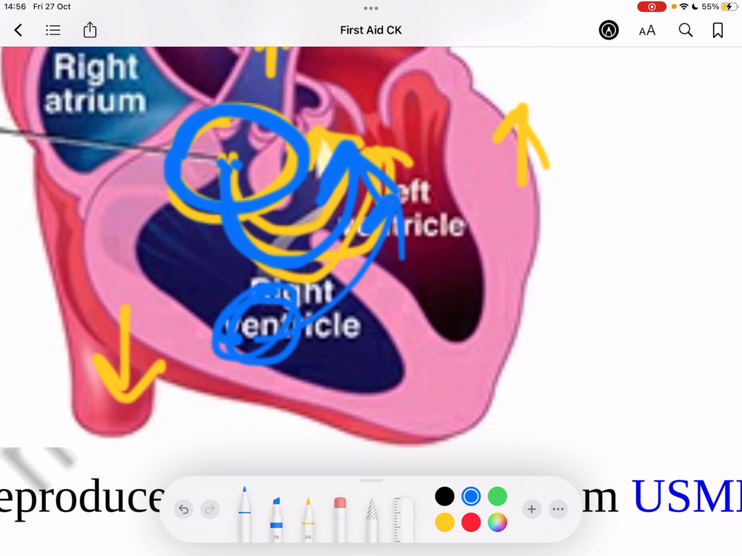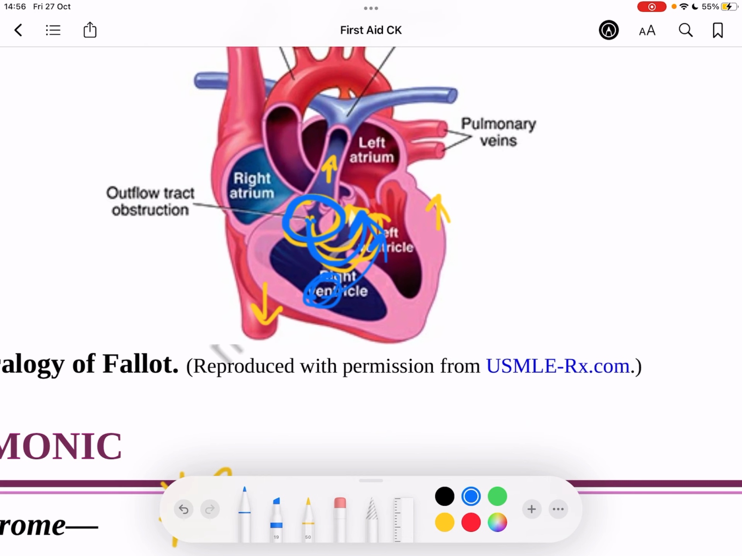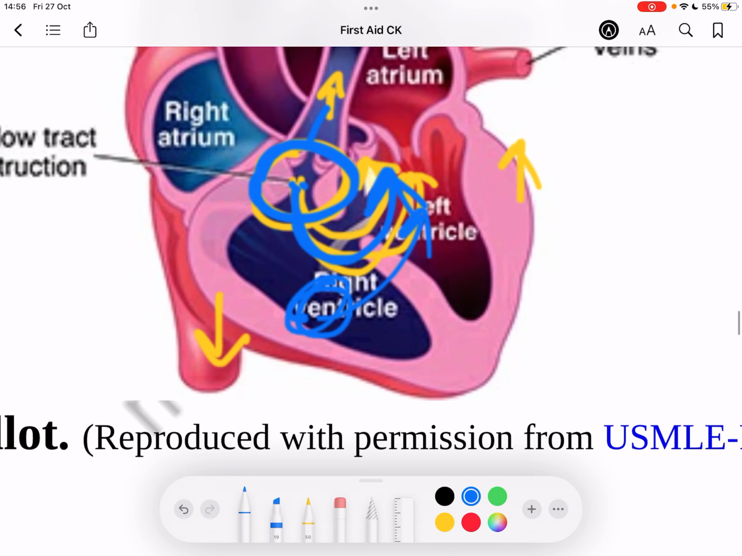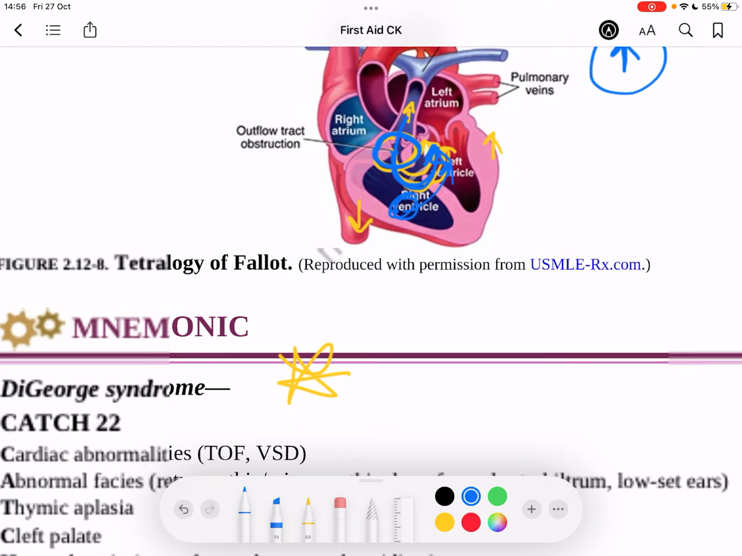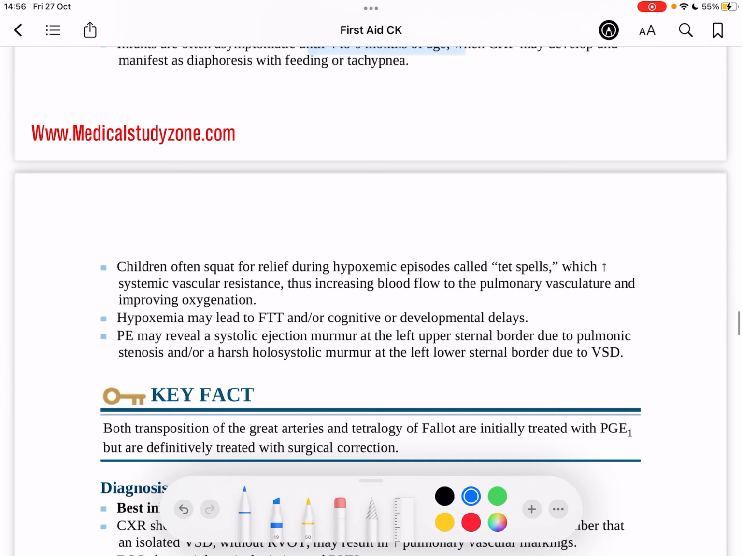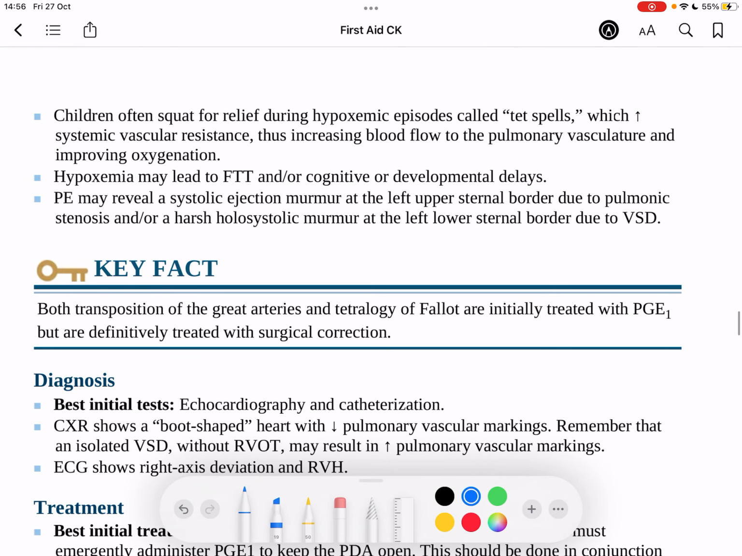So things like feeding can cause it, things like crying can cause it, and that's because all of these things increase pulmonary pressures, which increase pulmonary artery pressures, which then increase the shunting from the right to the left. Okay, so we have spells of cyanosis. Children usually squat to help relieve this.